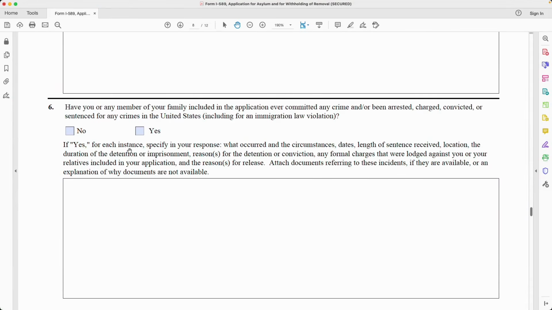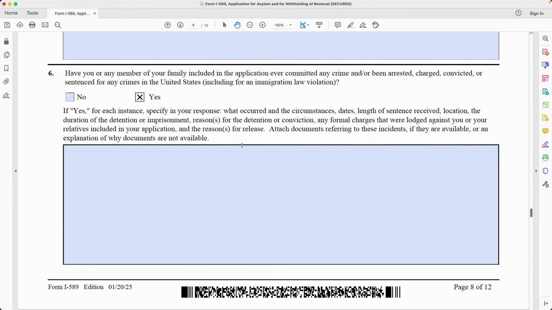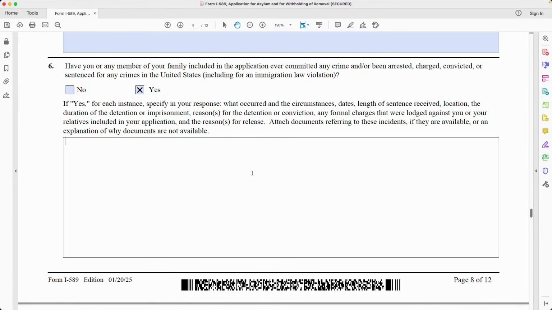Question 6 asks if you or any of your family members included in your application have committed a crime or been arrested for a crime in the United States. If the answer is yes, you can provide an explanation in the space below. This is one of those situations where it may be a good idea to first talk to an immigration lawyer.